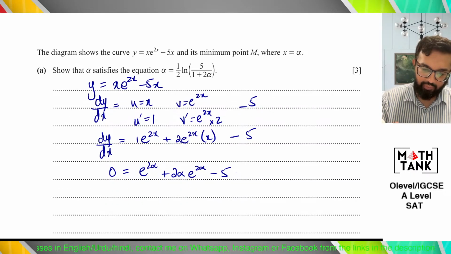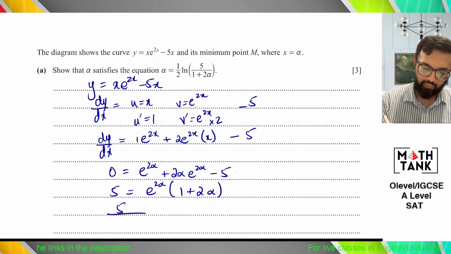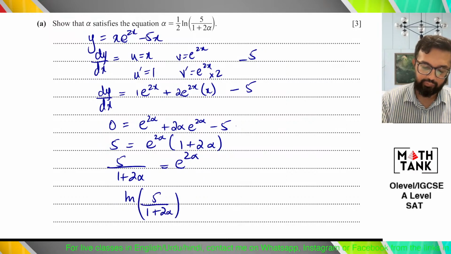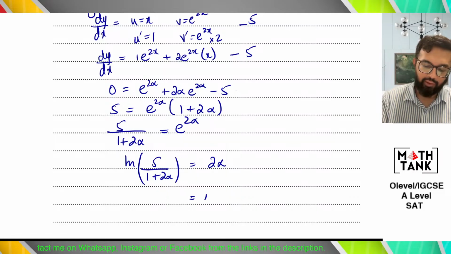Okay, 5 को इधर ले जाते हैं. E power 2 alpha को कॉमन ले लेते हैं. 1 plus 2 alpha बचा. 5 over 1 plus 2 alpha. E को रिवर्स करेंगे तो ln बन जाएगा. 2 alpha. So alpha equals to half ln.